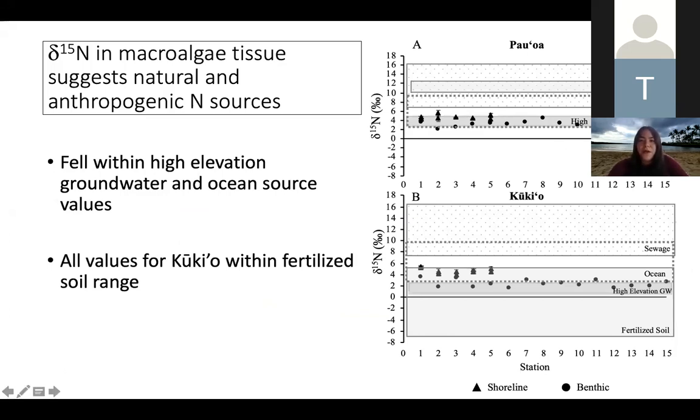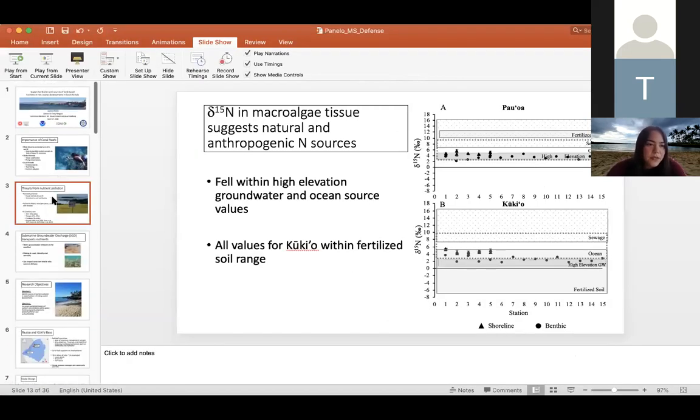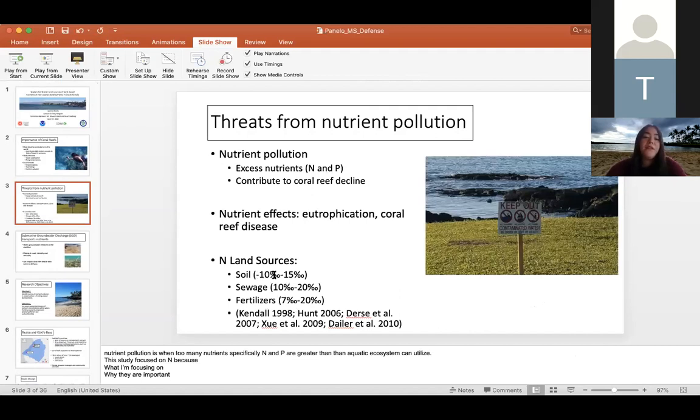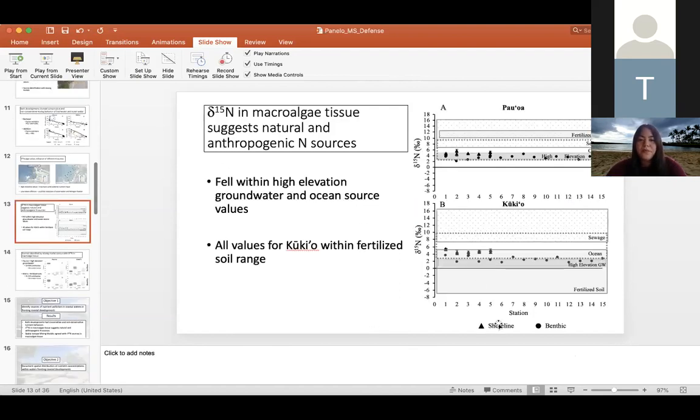Yeah, so for Paoa, we see that the fertilized soil is kind of a tighter range, and it's more enriched, or it has higher values of the stable isotope. And for Kukio, it's kind of a wider range, from -7 to about 5. This is most likely from using dry fertilizers, and using fertilizers will decrease the nitrogen into negative values. Previous literature ranges from about -10 to 15, so that's right where this development falls, a little bit less.